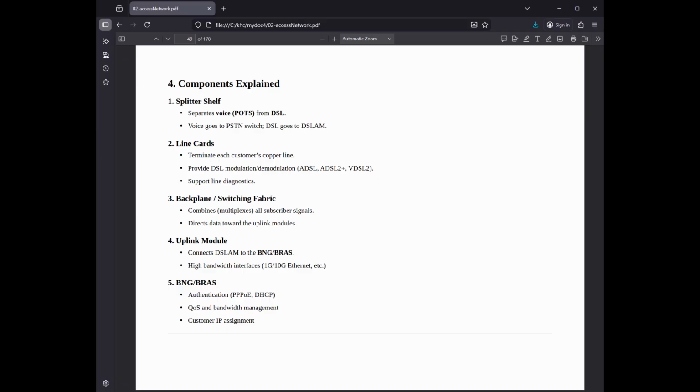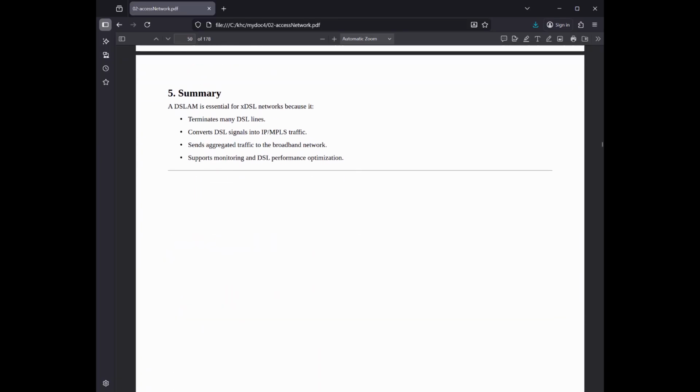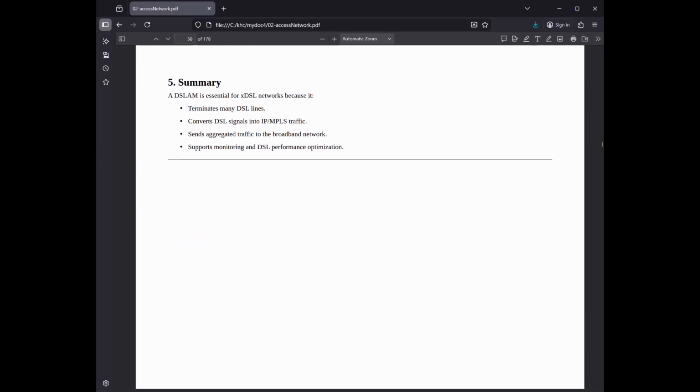4. The splitter, the traffic cop. Before the signal even enters the line card, it often passes through a splitter. Function: it separates the low-frequency voice, plain old telephone service, from the high-frequency data, DSL. Routing: the voice signal is sent to the traditional telephone switch, PSTN, while the data signal is sent to the DSLAM's line card.